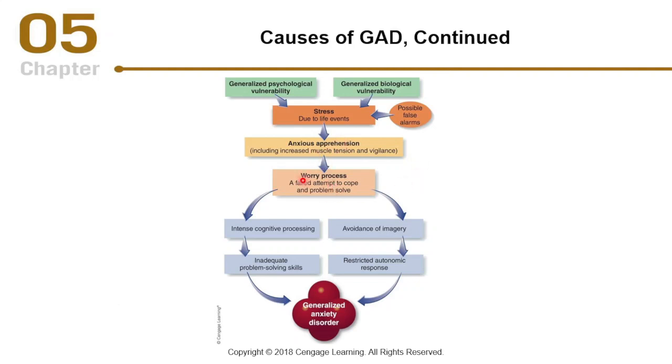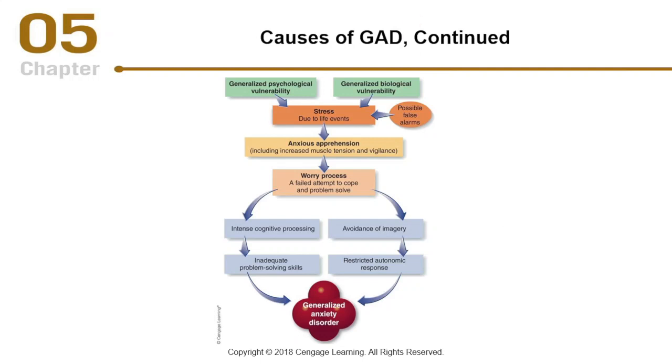So, nagkakaroon dito ng worry process, a failed attempt to cope and solve the problem. Nagkakaroon din ng intense cognitive processing, inadequate problem-solving skills. And then here we have avoidance imagery, and then of course restricted autonomic response, and this all leads to the generalized anxiety disorder.